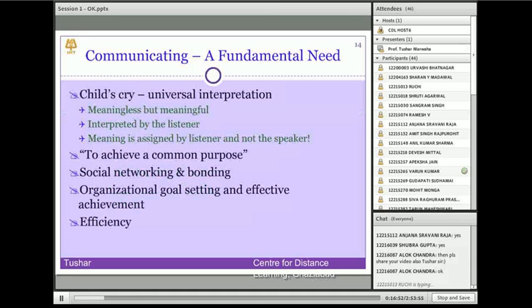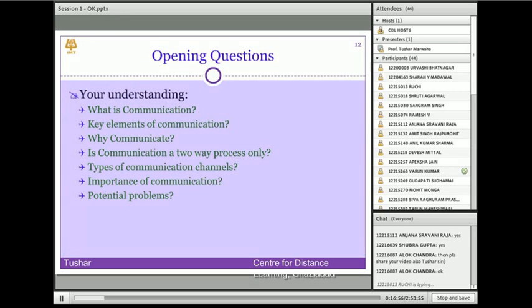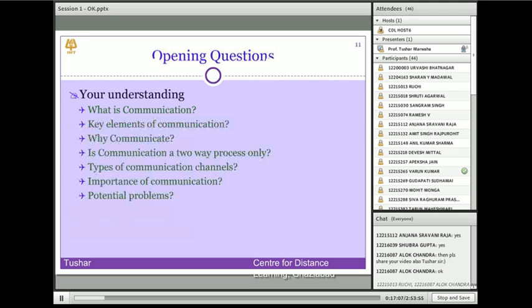Now, why is my slide getting stuck? One second. I think my slide got stuck for some reason.